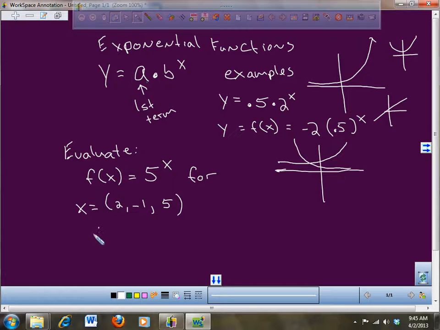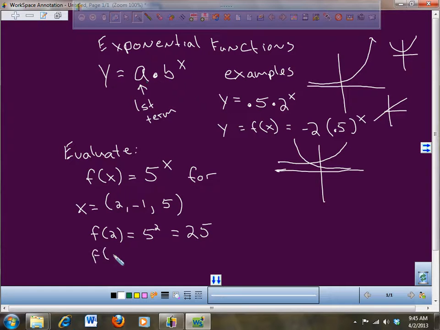So f of 2 is equal to 5 to the 2. What's 5 to the 2? 25. Okay? Questions about what I did? All I'm doing is I'm plugging in 2 for x up here.